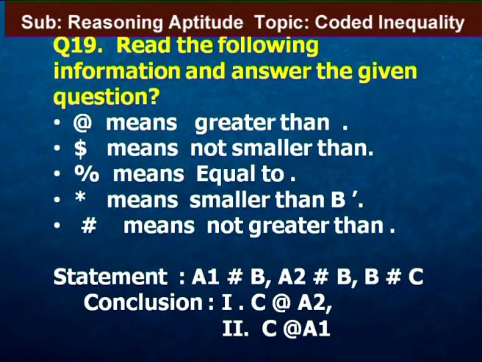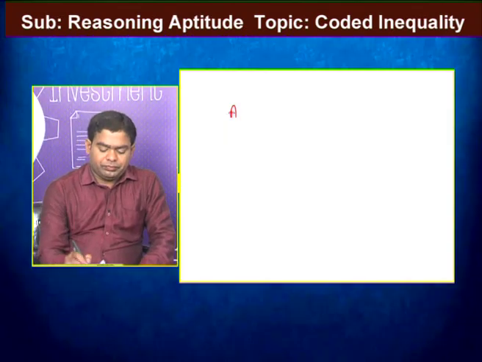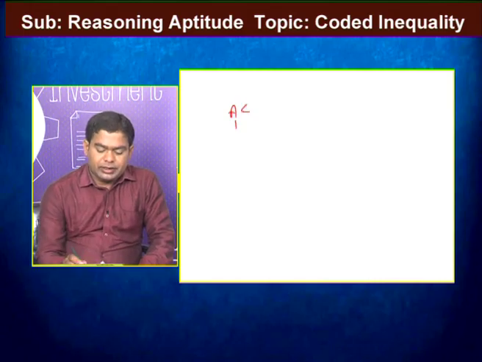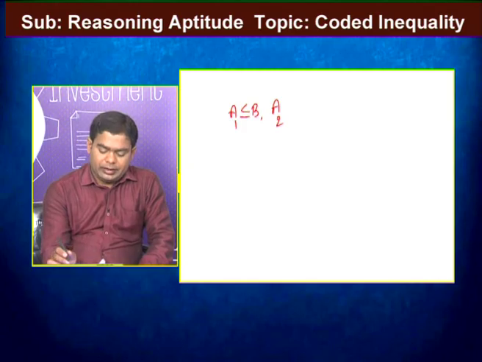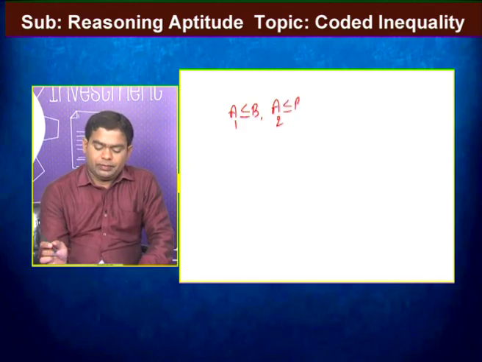So a1 ash b, a2 ash b, b ash c. Conclusion 1: c at the rate a2. Conclusion 2: c at the rate a1. We apply the inequalities for the given statement and conclusions, then combine the given statement and verify the given conclusions. According to our question, ash is denoted less than or equal to: a1 less than or equal to b, a2 less than or equal to b, and b ash c, that means b less than or equal to c.